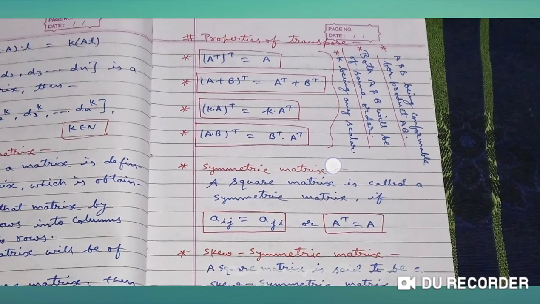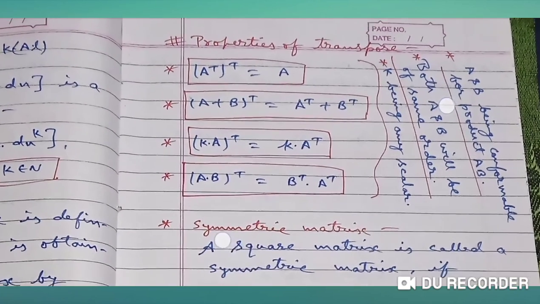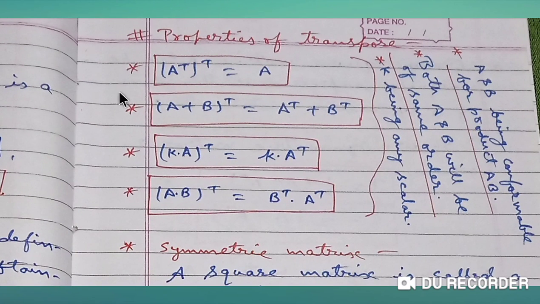Now there are some properties of the transpose. This says that if we take the transpose of the transpose of a matrix, I mean the double transpose of a given matrix, then this will be equal to the matrix itself, because we interchange the rows and columns, and then again interchange its rows and columns. So double interchanging will be equal to the matrix itself.